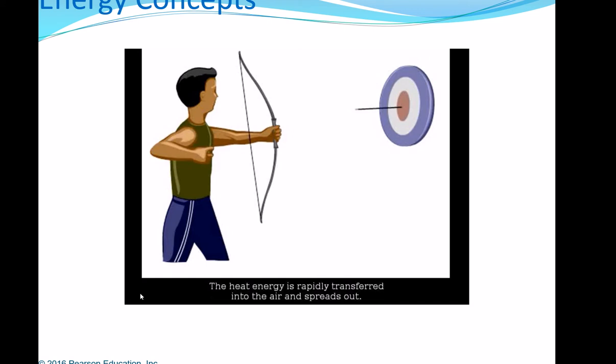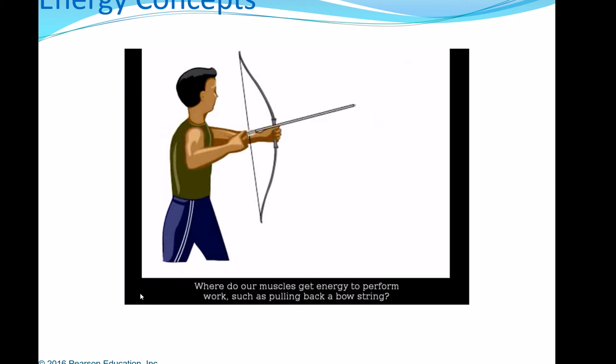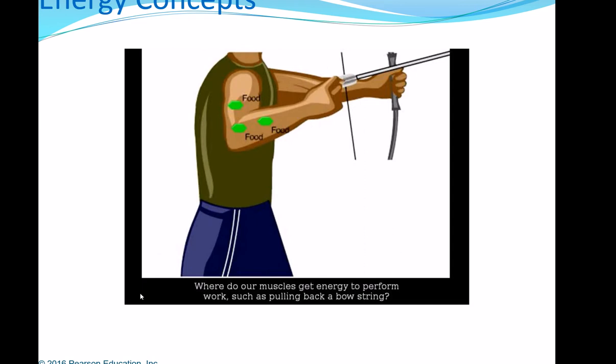The heat energy is rapidly transferred into the air and spreads out. Heat energy is a very disordered kind of energy. It has the highest amount of entropy, or disorder, of any kind of energy. Where do our muscles get energy to perform work, such as pulling back a bowstring?